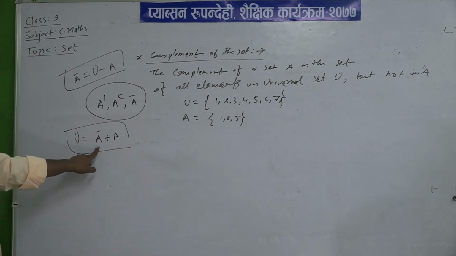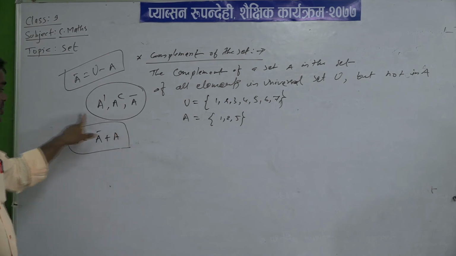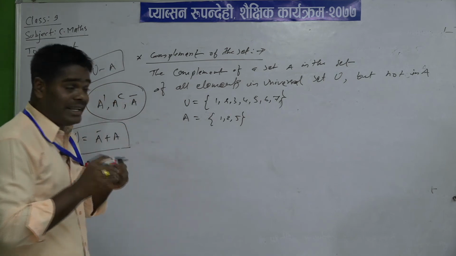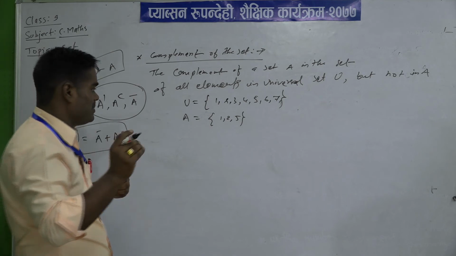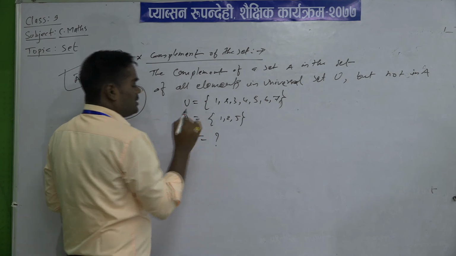The sum of the complement of set A and A is known as the universal set. So here, see, whatever elements are not in A must be in the complement of A. So here, let's find out A complement.